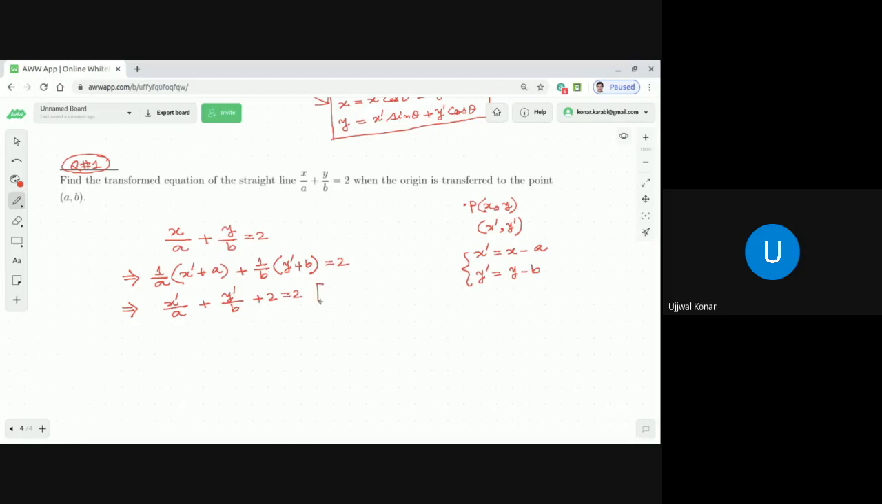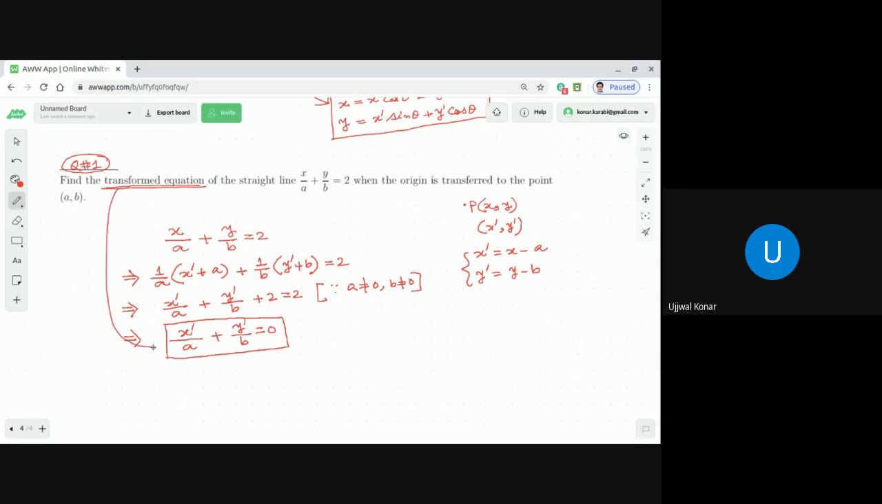Correct? Since a is not equal to 0, b is not equal to 0, because if a is equal to 0 and b is equal to 0, the question doesn't make sense. So then what we are getting is x dash by a plus y dash by b is equal to 0. This is a new equation. Instead of saying the new equation, transformed equation is the most appropriate word, dear students.